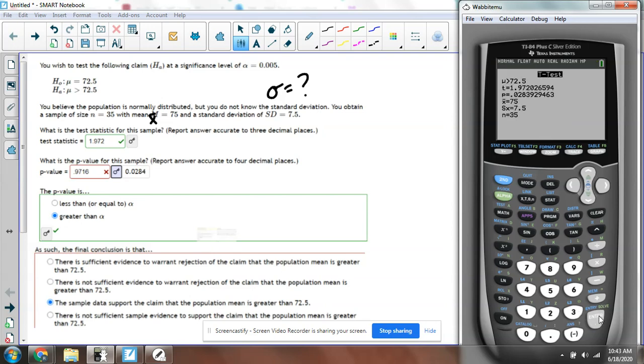So when you calculate, we'll get a p-value, and our test statistic is 1.972. Our p-value is 0.02839, or 0.0284.